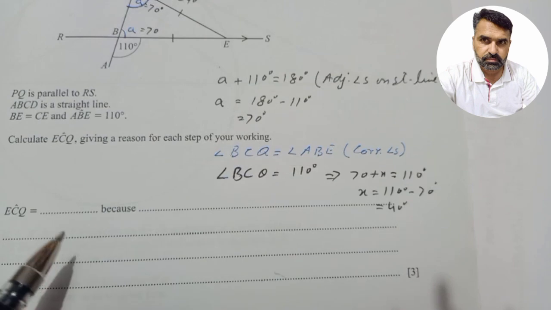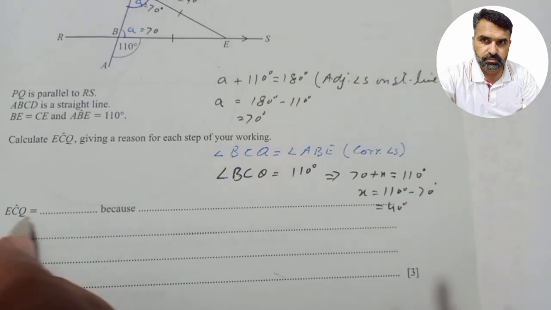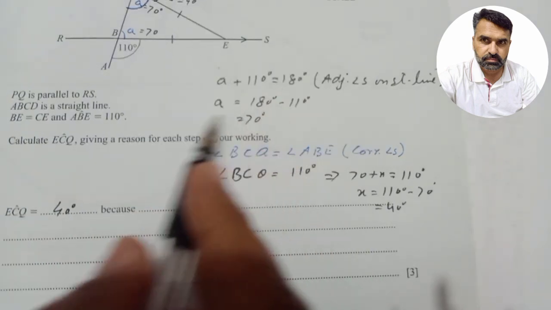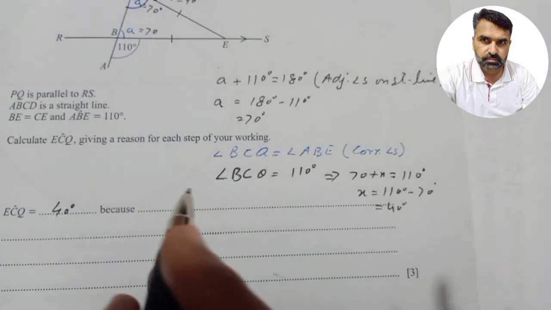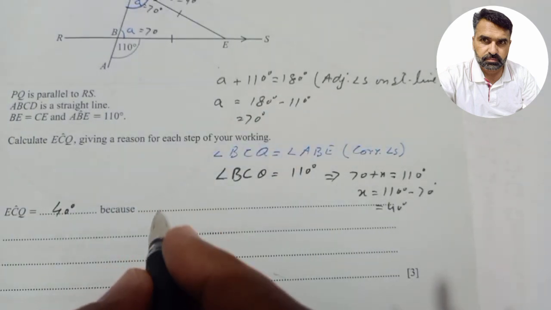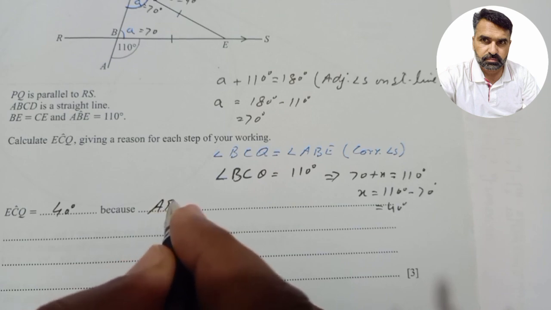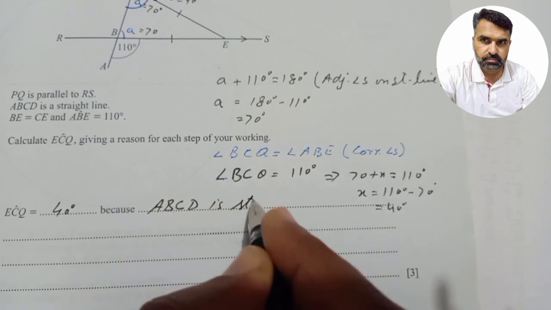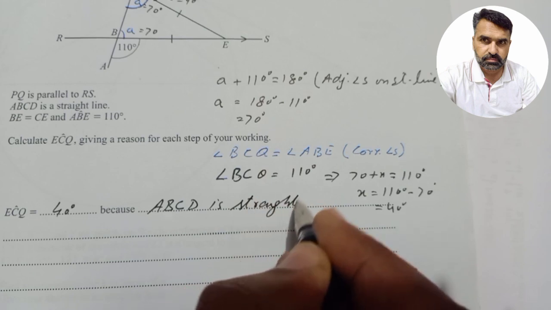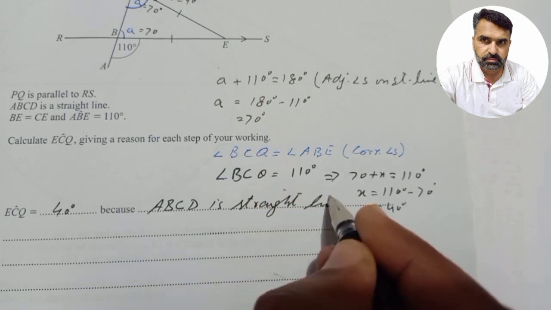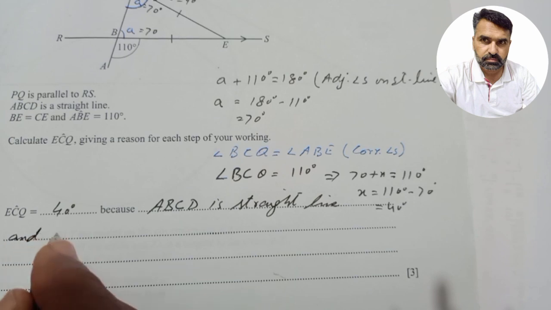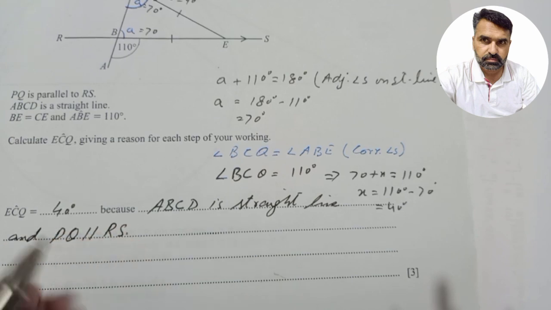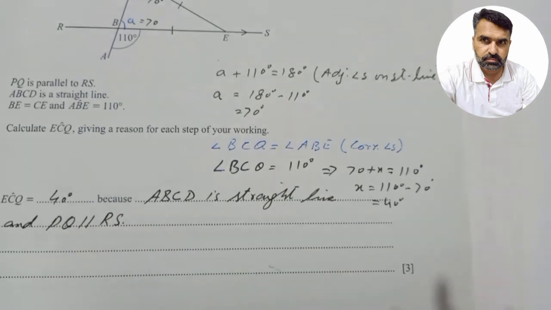So I will write all the steps one by one. Angle ECQ is equal to 40 degrees, and the reason is, as I have told you, that ABCD is a straight line, and PQ is parallel to RS. All these two points are given.